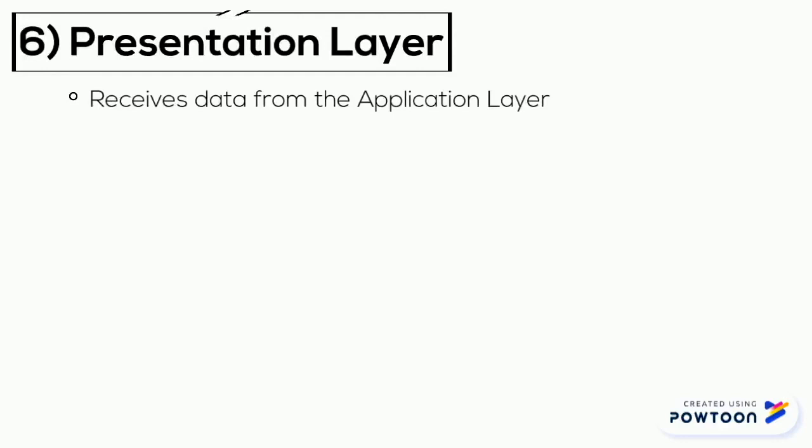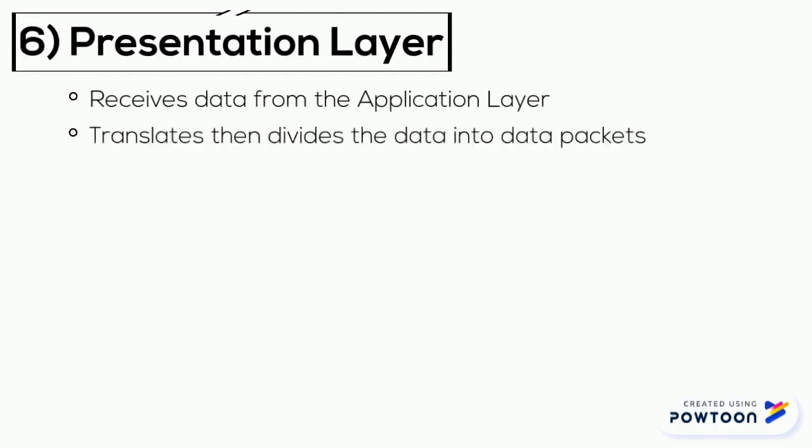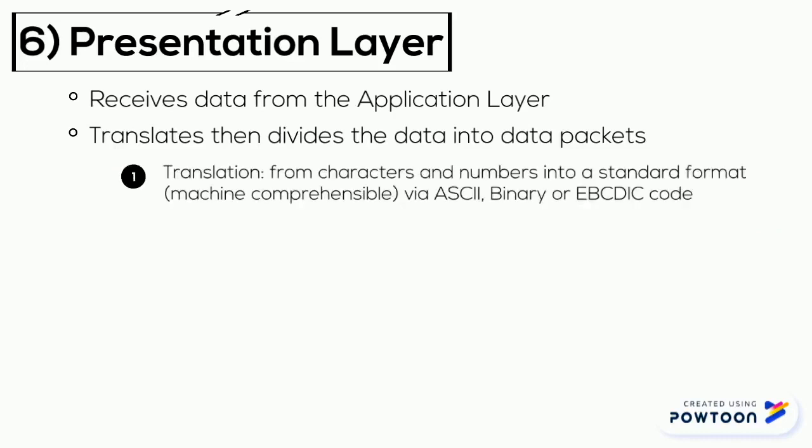Next is the presentation layer. This layer receives data from the application layer. It translates, then divides the data into data packets so it can be transported around easier. The presentation layer performs 3 stages to the data. 1. Translation: translating the data from characters and numbers to a standard format using ASCII, binary, or EBCDIC code. This step is crucial since it allows data to be comprehensible by the next layers.